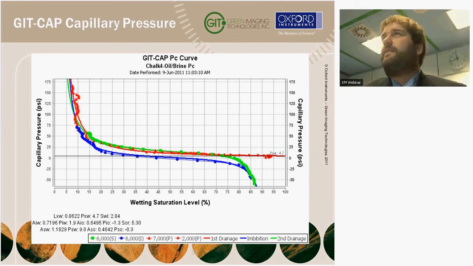Another example, just to show you that the technique is applicable to imbibition and secondary drainage as well. This is an oil brine experiment on drainage, then imbibition, and a secondary drainage.